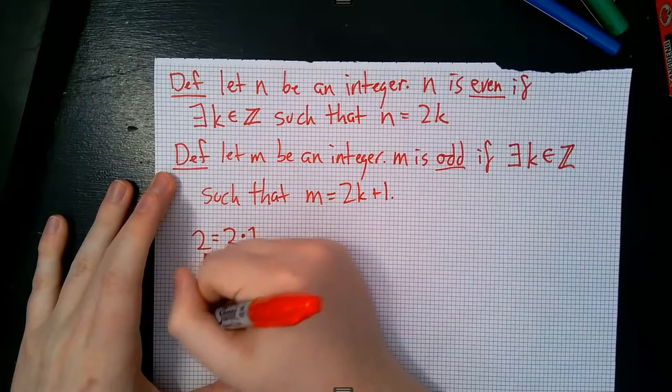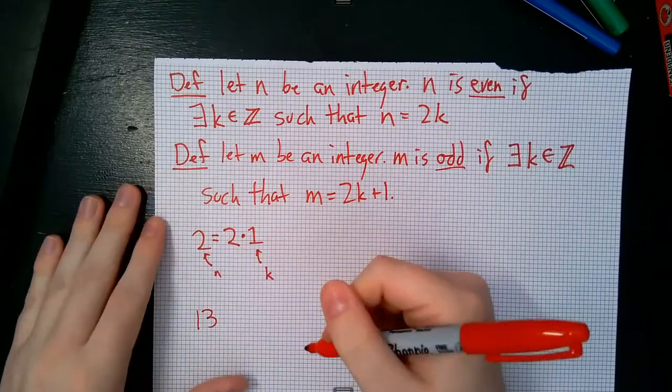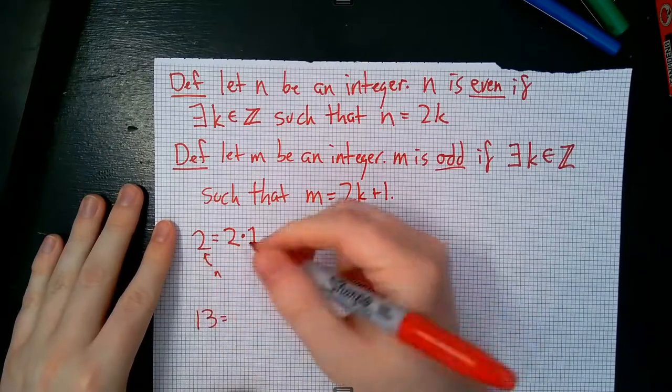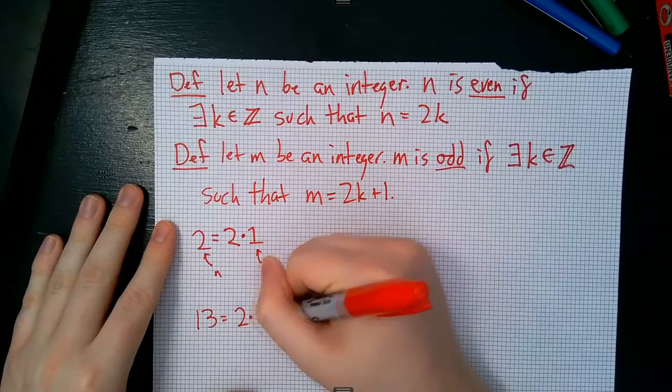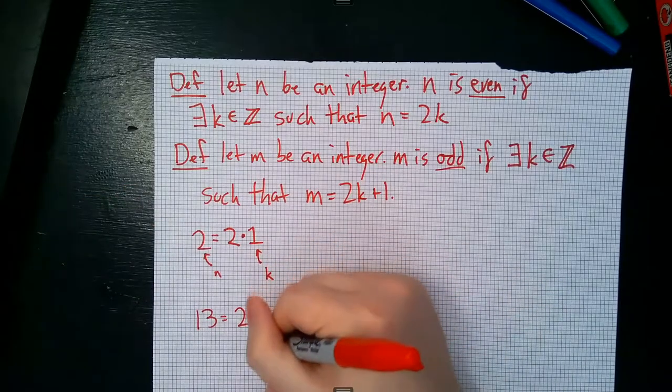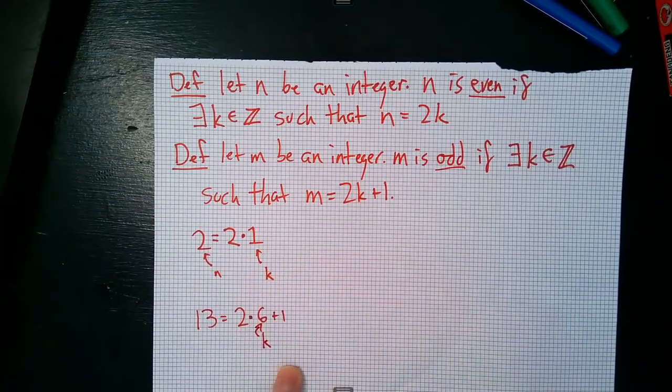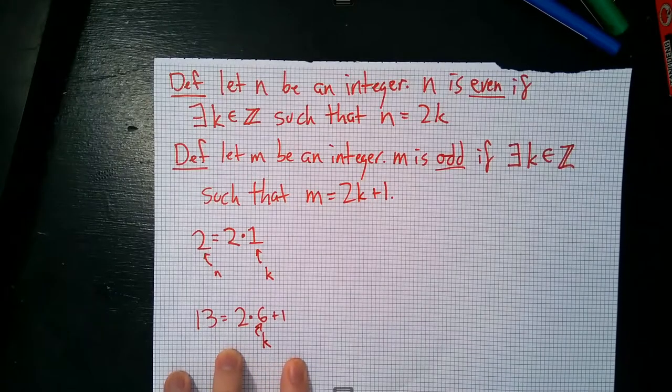I'll do another one, 13. 13 equals 2 times 6, which is 12, plus 1. So in this case, our k is 6. And because 13 equals exactly 2 times 6 plus 1, by definition of odd, 13 is odd.